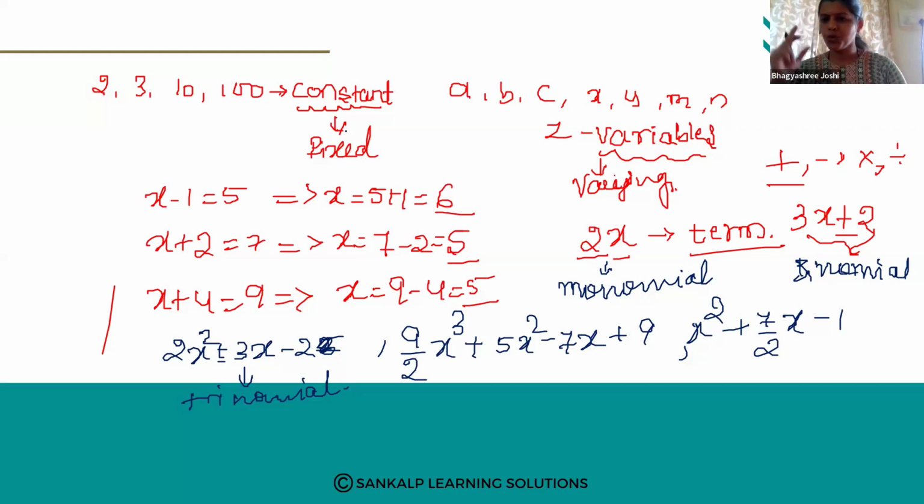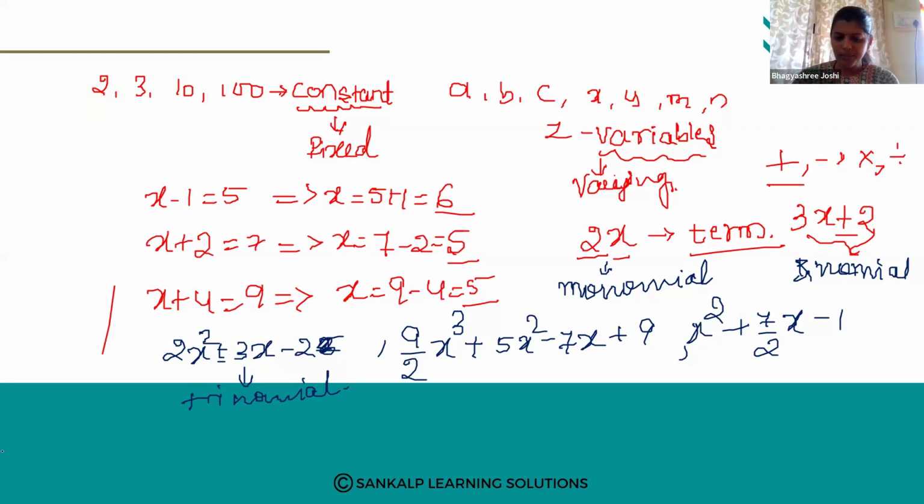Okay, that means monomial, binomial, and trinomial. If it has only one term, that we call it as a monomial. If it has two terms, that we call it as a binomial. If it has three terms, then it is called as trinomial, right? So, on the basis of terms, we can divide the polynomial into monomial, binomial, and trinomial.